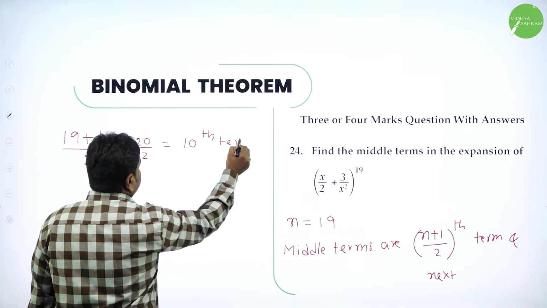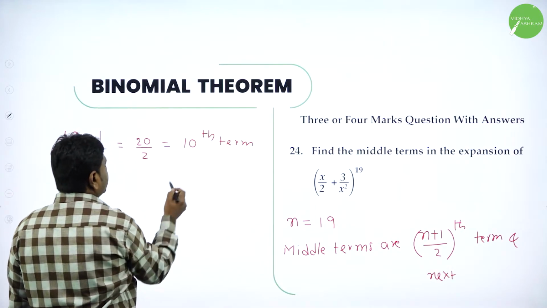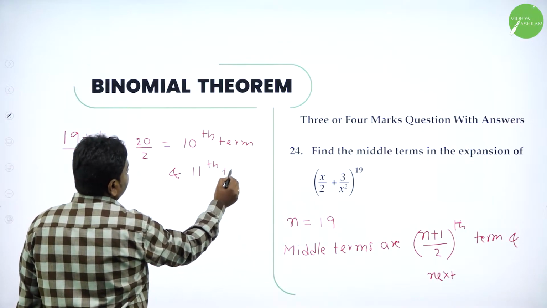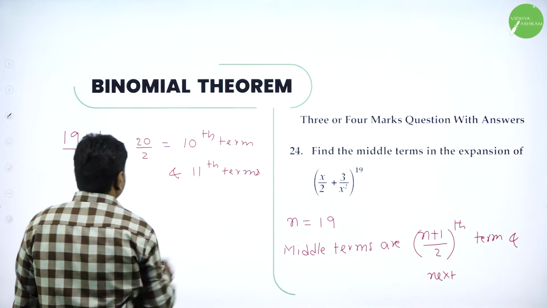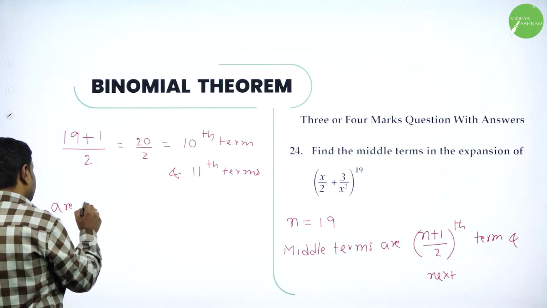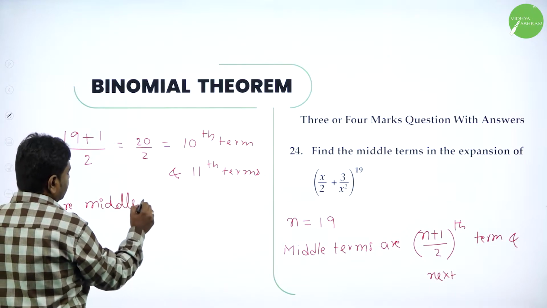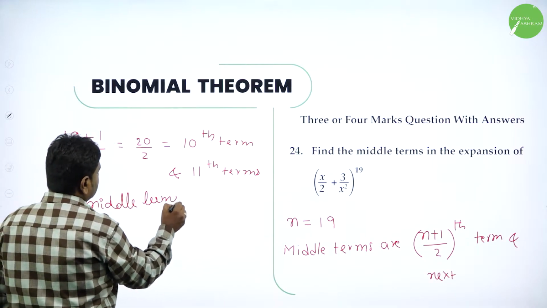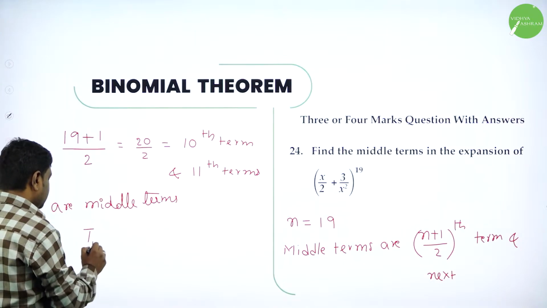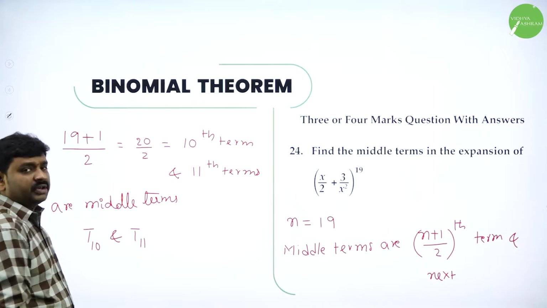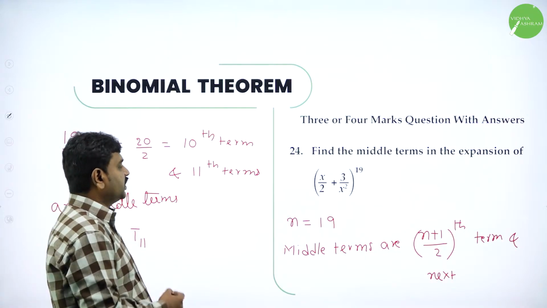10th term is one of the middle terms, and the next term. What is next to 10th? Next to 10 is 11. 10th and 11th terms are the middle terms. So first we should decide which are the middle terms. There are two middle terms possible, and we need to find T10 and T11. How to find T10 and T11?